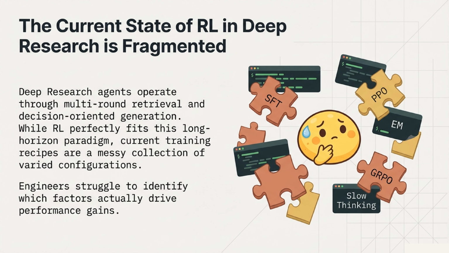The current state of RL in deep research is, frankly, pretty fragmented. These deep research agents typically operate through multi-round retrieval and decision-oriented generation. Now, while RL feels like a perfect fit for this kind of long-horizon paradigm, the actual training recipes people use today are just a messy collection of varied configurations. As a result, engineers are struggling to identify which factors actually drive real performance gains.